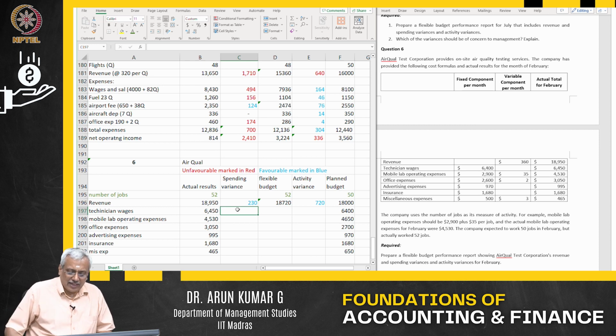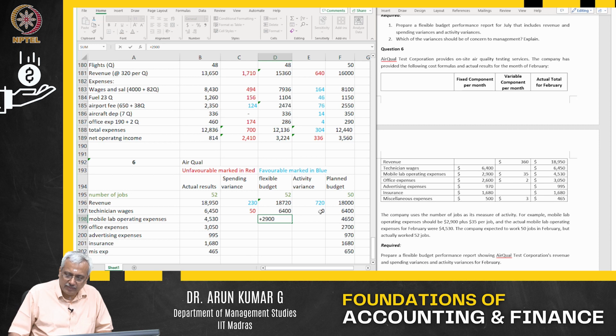Now coming to the expenses, let us look at the expenses. Budgeted expenses in this case is 6,400. I have spent 50 more, you can see that. So the $50 that I have spent is unfavorable in this case. It is unfavorable not because it's fixed. Mobile lab expenditure is 2,900 plus 35 into 52.